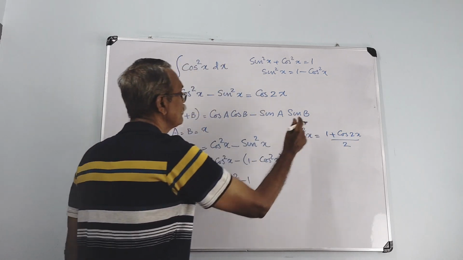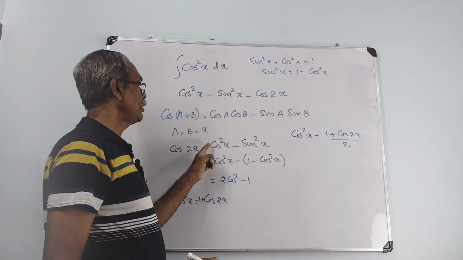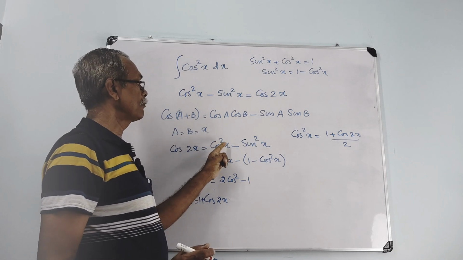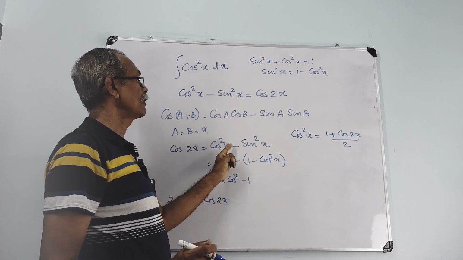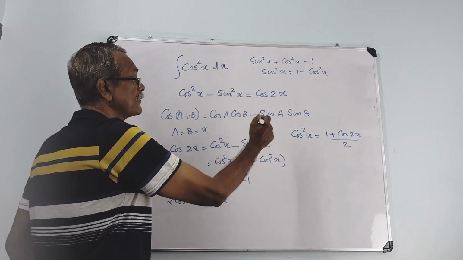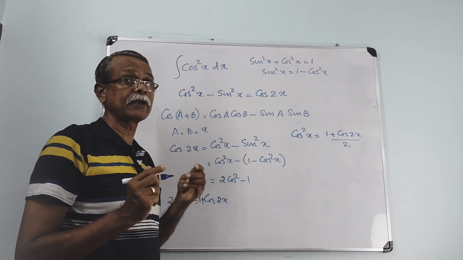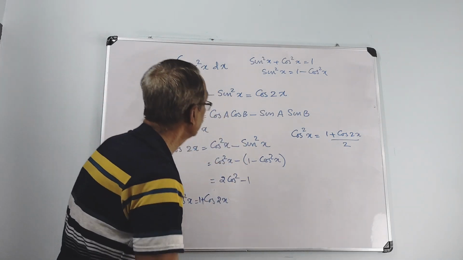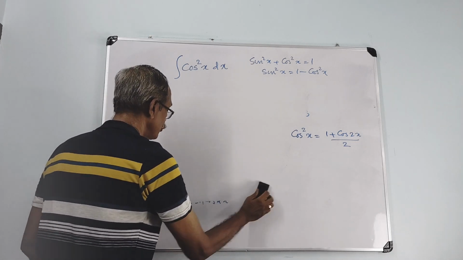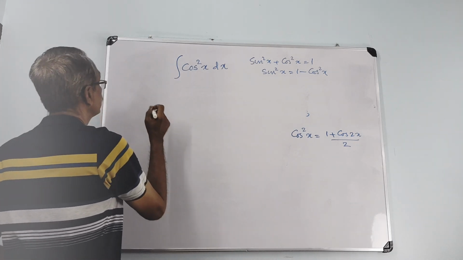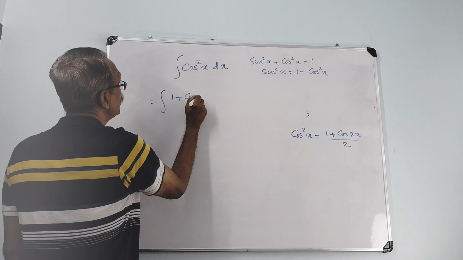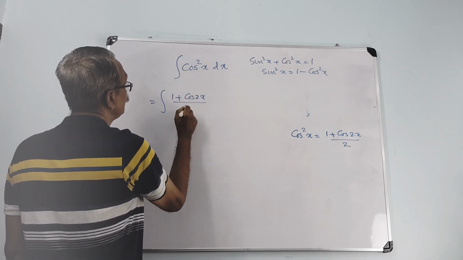In the same manner, you can write for sin square x also, where you eliminate this. This you write as 1 minus sin square x, that will become 1 minus 2 sin square x, and 1 minus 2 sin square x will become (1 minus cos 2x) divided by 2. That will be sin square x. This rule for sin square x and cos square x is very useful in our questions. Therefore, we replace this cos square x by (1 plus cos 2x) divided by 2. Therefore, this will become integral (1 plus cos 2x) divided by 2 dx.